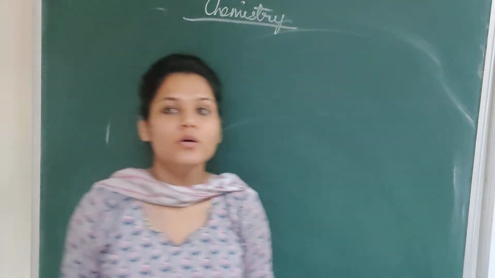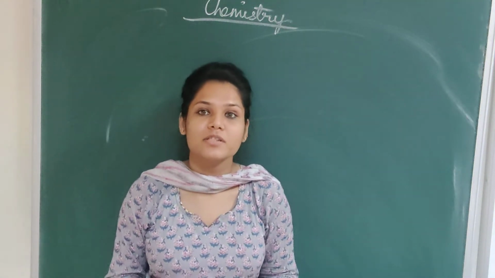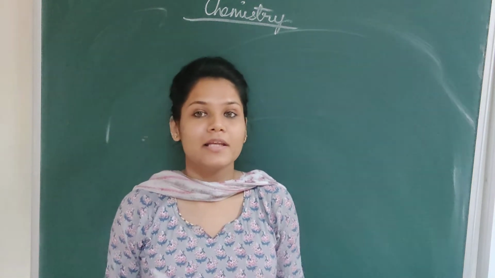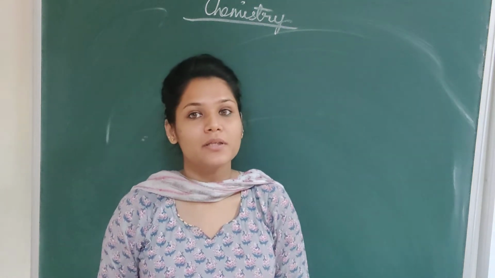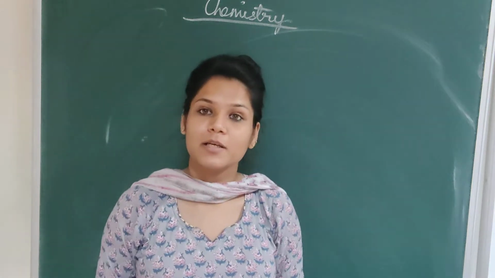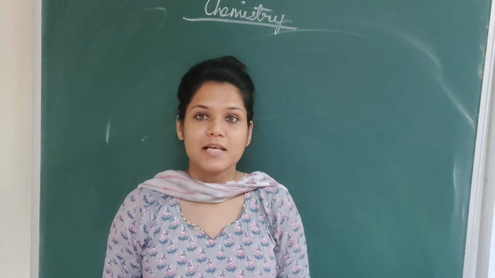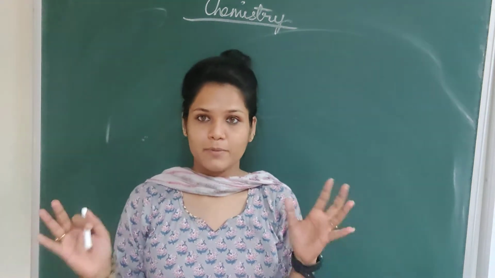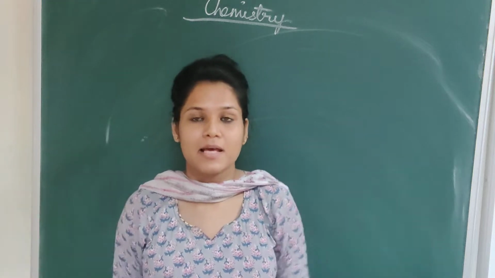Hello students, so till previous class we have discussed various types of cells, Daniell cell, galvanic cell and their electrode potential, how to calculate it. We already know that a cell is made up of two half cells. When we combine two half cells we get a fully prepared cell, like a full one cell we get from two half cells.